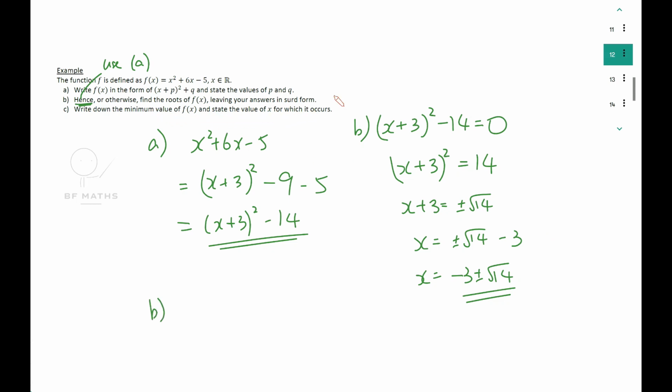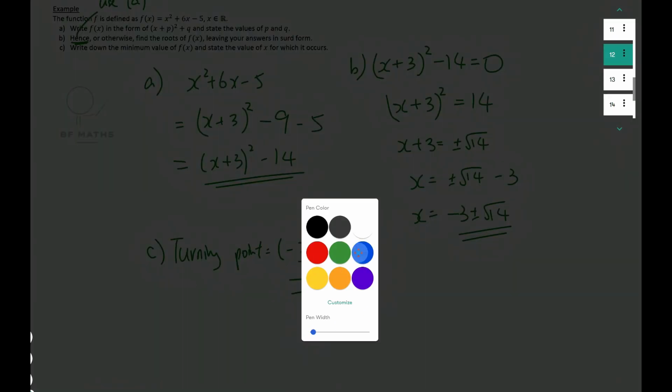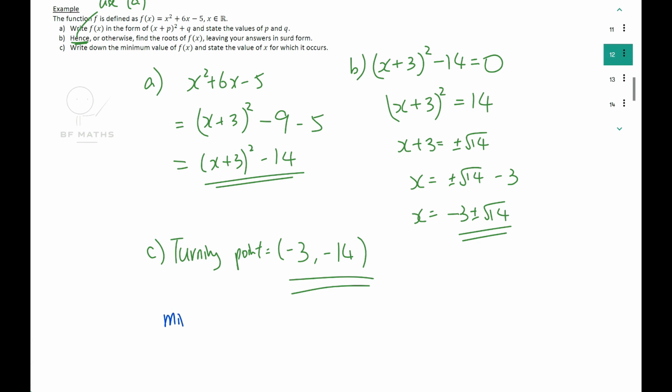Part C, write the minimum value of f of x and state the value of x for which it occurs. So they want you to find the minimum point or the turning point. That's why we need to complete the square. To find the turning point, we can use the completing the square form. It's the opposite for this value, so 3 means minus 3, and 14 means minus 14, and that's the turning point. So the minimum value of f of x, this means the y value, is minus 14. And the x value at which it occurs is minus 3.